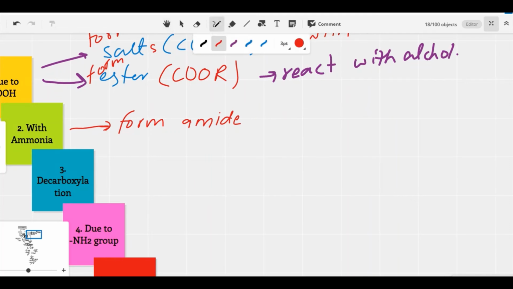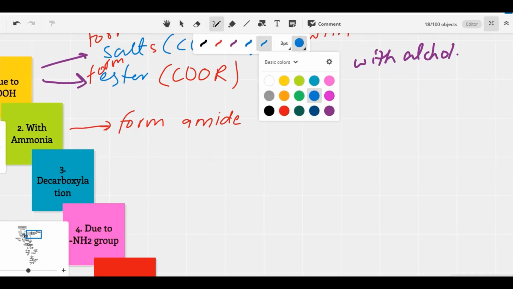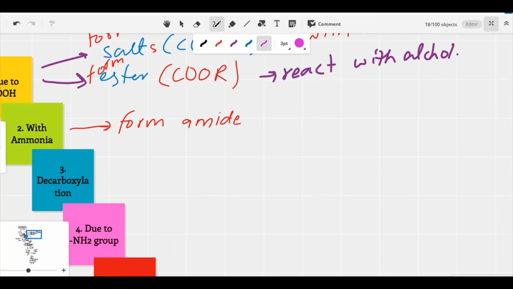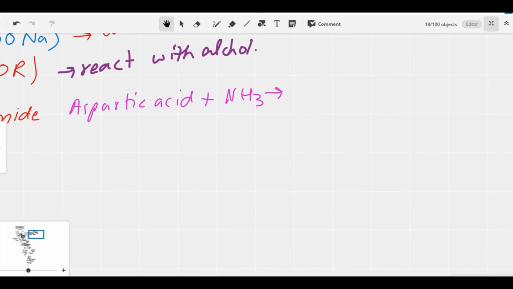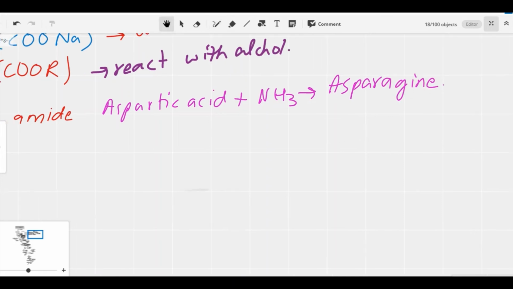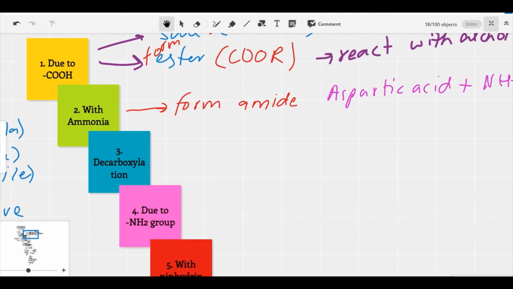Okay, like in the case of aspartic acid, aspartic acid reacts with NH3 to form asparagine. So amino acids react with ammonia to form amides normally. And same in the case of glutamic acid, which will react with ammonia to make glutamine.